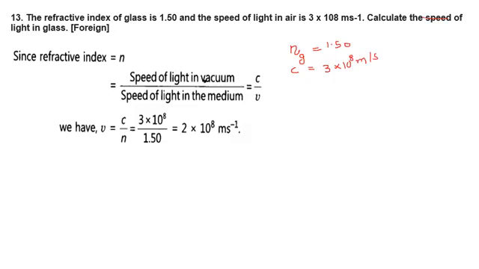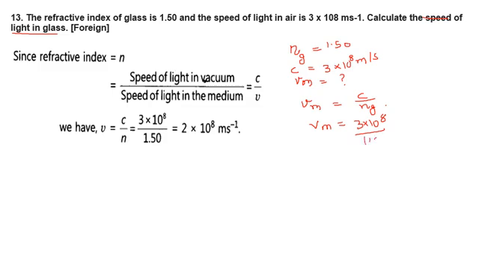Calculate the speed of light in glass. So we have to calculate Vm, the speed of light in glass. Speed of light in a medium is equal to C upon n_g. So Vm, where C is 3 into 10 to the power 8, and what is the refractive index of glass?